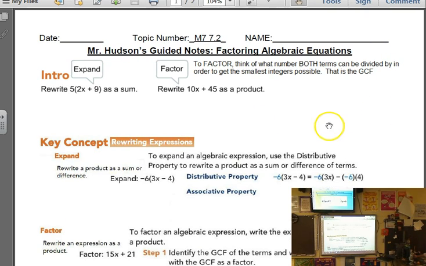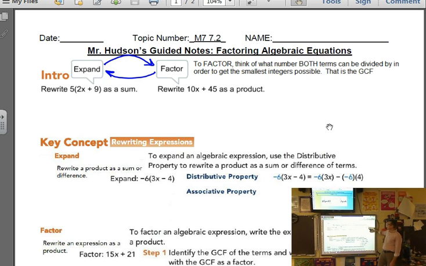So these two expressions up here are the same. I want you to draw an arrow from expand to factor and factor to expand. So draw one from expand to factor, another from factor to expand. They are the same thing, just opposite.